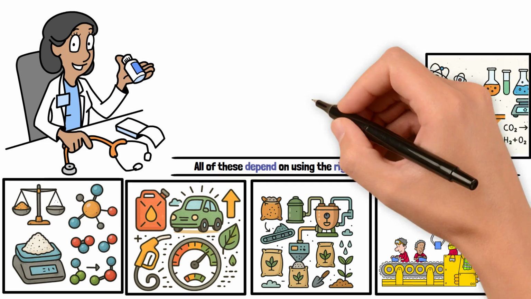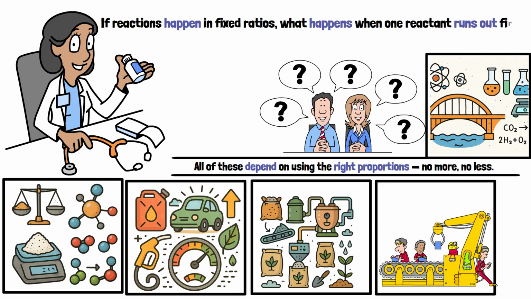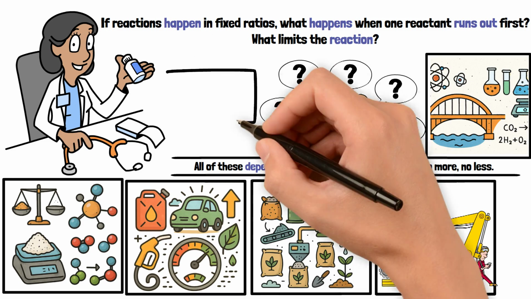And that leads to the next question. If reactions happen in fixed ratios, what happens when one reactant runs out first? What limits the reaction? That's exactly what we explore next.